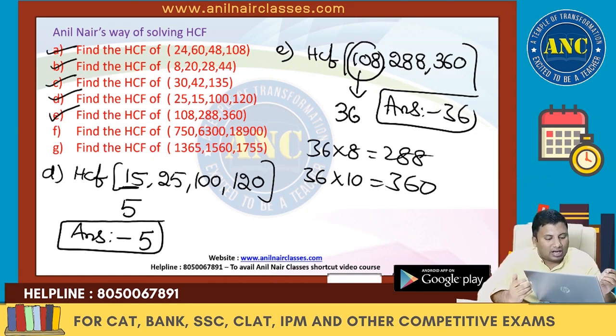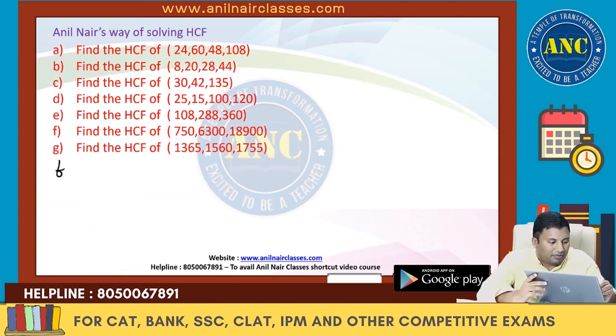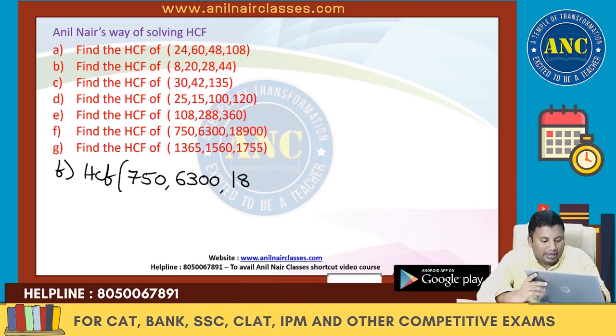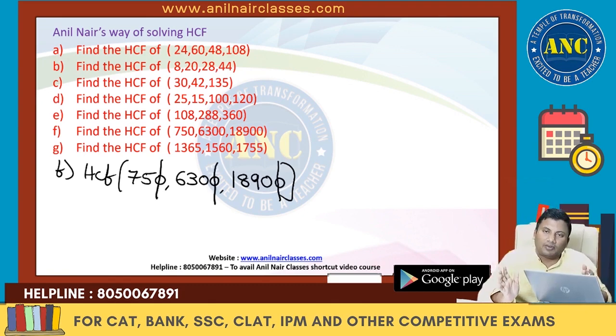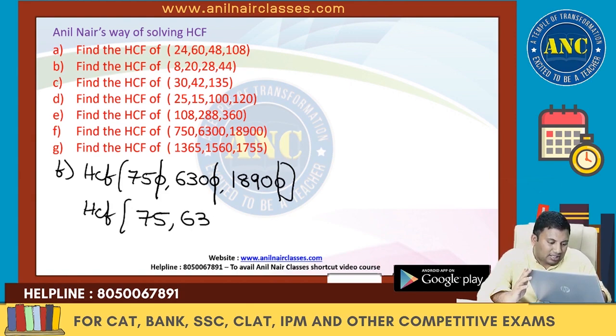What if the numbers are large? F and G. I am increasing the level of the numbers. HCF of 750, 6300, 18,900. Just for easier calculation, delete one 0. Otherwise, you have to take the factors of 750, which is cumbersome. So this question became HCF of 75, 630 and 1890.